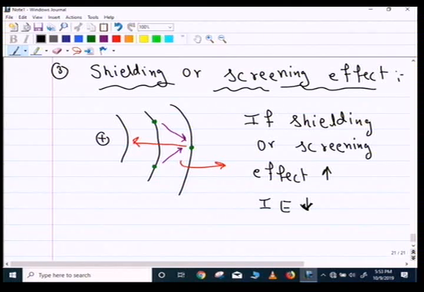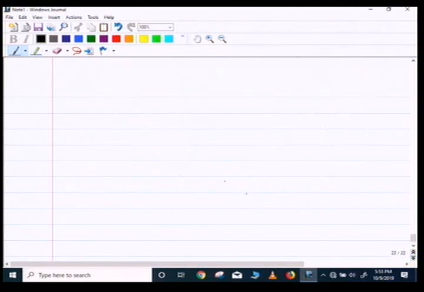Means if shielding or screening effect increases, it means that the nuclear force will decrease. If nuclear force decreases, it means obviously ionization energy will be decreased. Okay, that's good. Next.